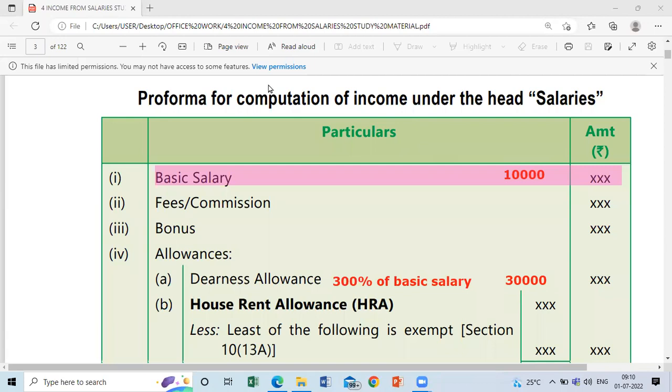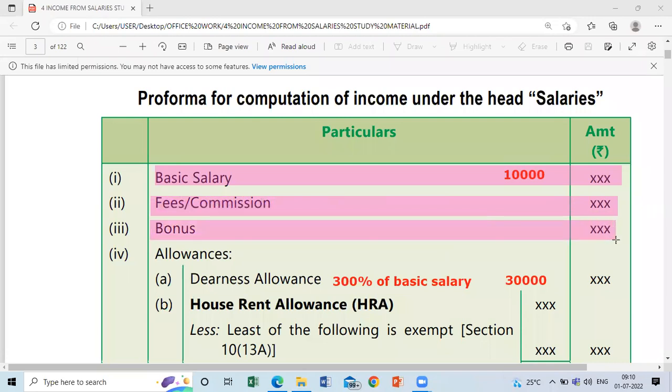Other than that, we have something called commission or bonus paid by the employer. Commission or fees paid by the employer. Then we have something called bonus. बच्चा लोग, bonus will be taken only when it is paid by the employer. Bonus declared is not taxable. क्वेश्चन में दिया है bonus declared, हम लोग यहाँ पे कैलकुलेशन में उसको नहीं लेंगे. Because it is not taxable. It is taxable only when it is received.